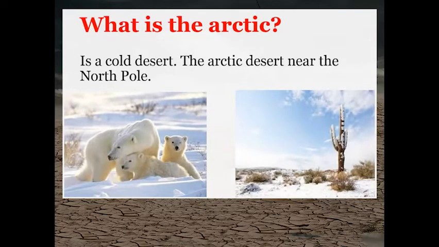Now let's talk about the second type of desert, which is the Arctic. What is meant by the word Arctic? Arctic means cold desert. This desert, we can find it near the North Pole.